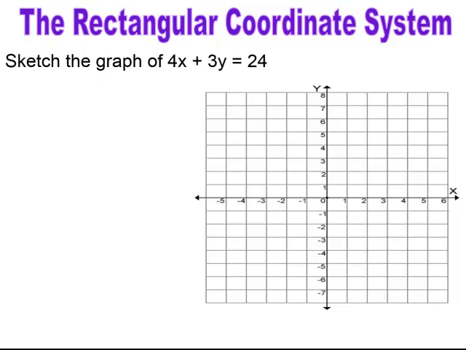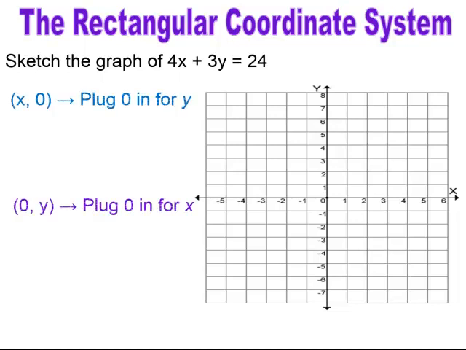Pause and try. So again, you're finding your x-intercept. It should be (6, 0), and your y-intercept is (0, 8). When you plot these points, make sure you're plotting them in the right position. Your x-intercept is at 6, your y-intercept is at 8, and you graph the line.